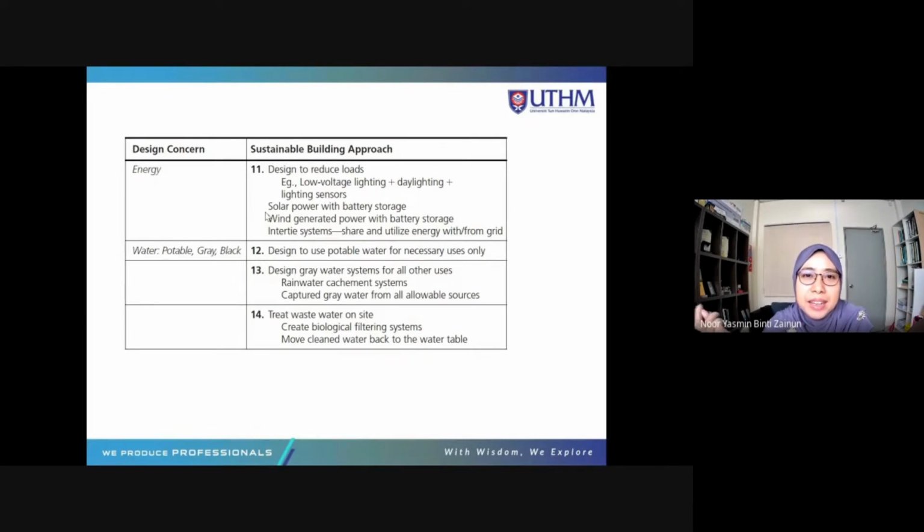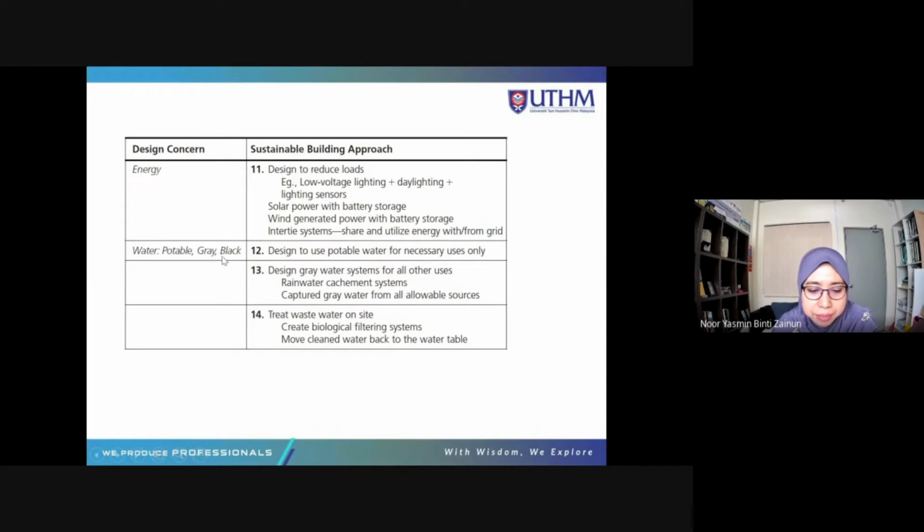Cuma TNB lah, nanti dah tak ada bil, dah tak ada orang bayar bil. Sebab setiap, for your information, lampu jalan kita tu dibayar, kita bayar. For example, kalau misalnya lampu jalan tu milik JKR, JKR bayar bil dekat TNB. So bayangkan kalau dah guna lampu solar, dah tak ada bil lah. Dah TNB tak ada duit lah.